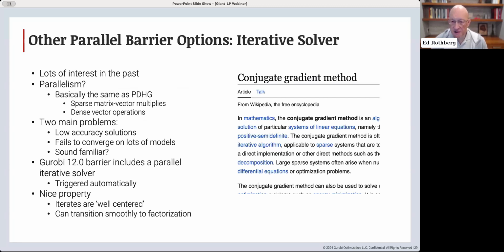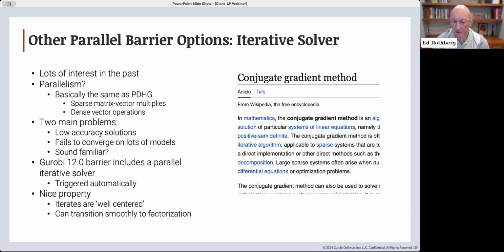And when it comes to solving linear systems, there are two general approaches. There are direct methods that use factorization, and there are iterative methods, things like conjugate gradient or conjugate residual. And there's been lots of interest in the past in using iterative solvers within the barrier method. One nice property of iterative solvers is they have lots of parallelism.